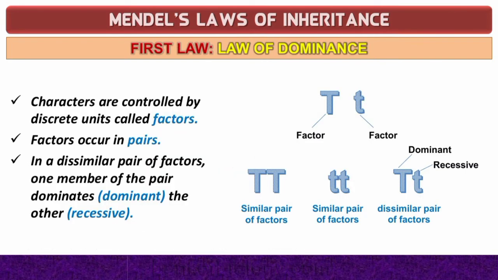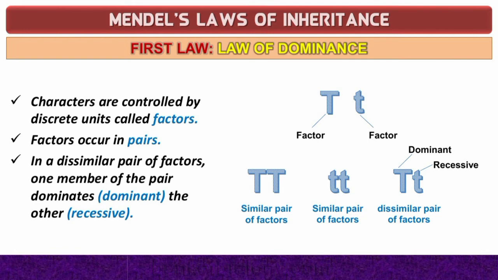First law: law of dominance. Characters are controlled by discrete units called factors. Means to say these genes, either tall or dwarf, can control the characters. Factors occur in pairs. Genes are always in the form of pairs, so factors will also be in the form of pairs. In a dissimilar pair of factors, one member of the pair is dominant. Definitely, when a pair of different alleles, heterozygotes, are present, then one will be dominant, capital, and small will be the recessive.